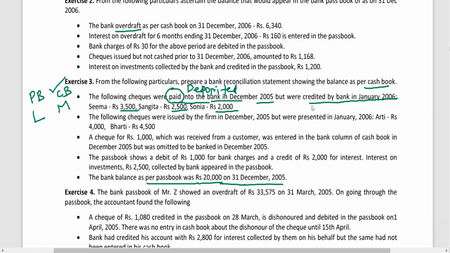Sir, how are you saying that, sir? But they were credited by bank in January. That means on 31st December, there is no entry in the passbook. So they have entered in January. So the reconciliation statement problem is, in one book you made an entry early, in the other book you made the entry later. So come on, tell me, passbook is showing less, cash book is showing more. If you look at the amount, 3,500 plus 2,500 is 6,000, plus 2,000 is coming to a total of 8,000. Clear to all of you? This 8,000 rupees is to be added.